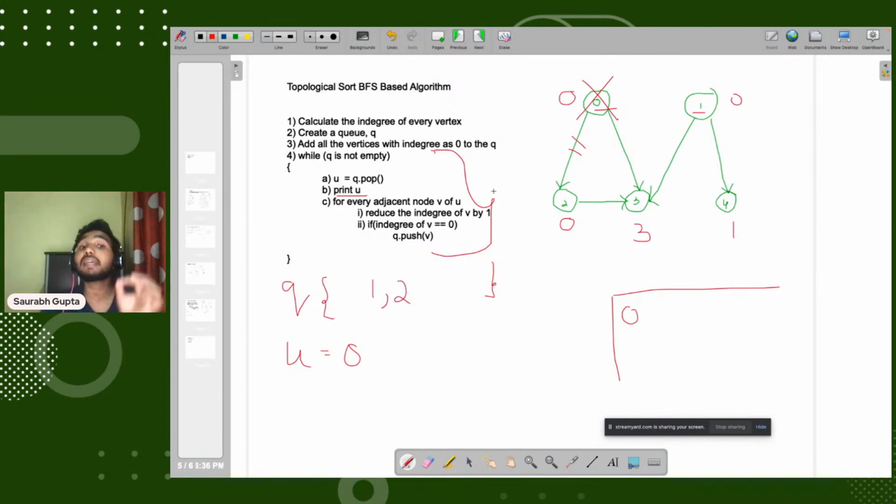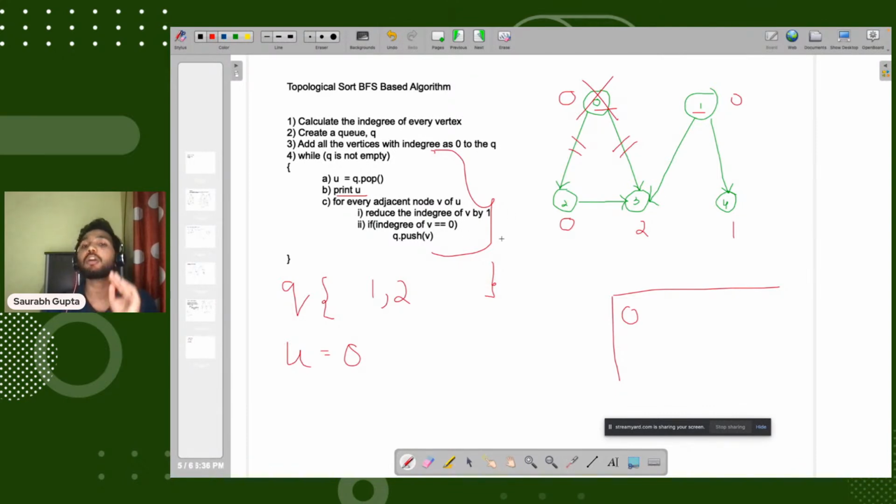Now moving forward, what is the next adjacent vertex of 0? That is 3. Okay, and this particular dependency has also been resolved. So I will decrease the in degree of 3 by 1, right? So the in degree of 3, instead of 3, will become 2. And after decreasing the in degree, I will check if the in degree of this adjacent vertex is becoming equal to 0 or not. It is not. So that is why I will not put 3 inside the queue.